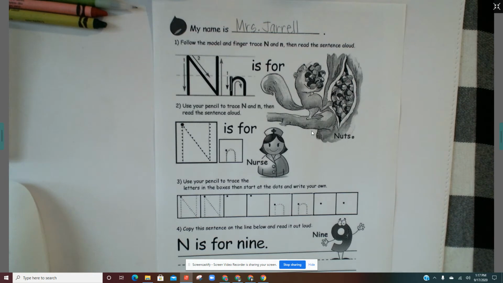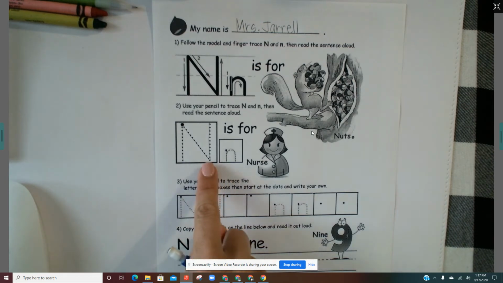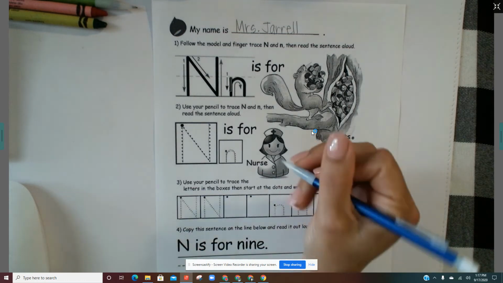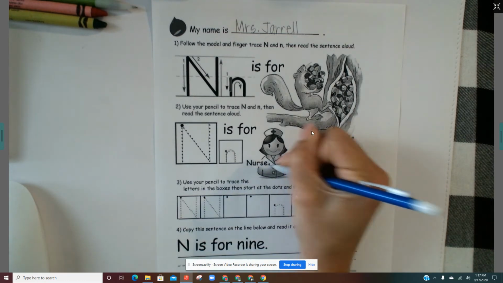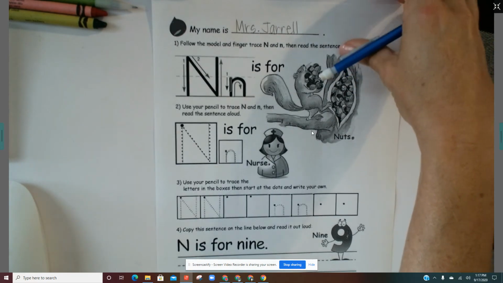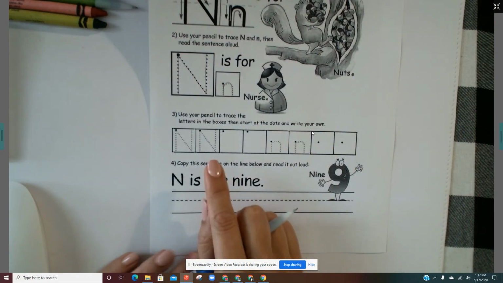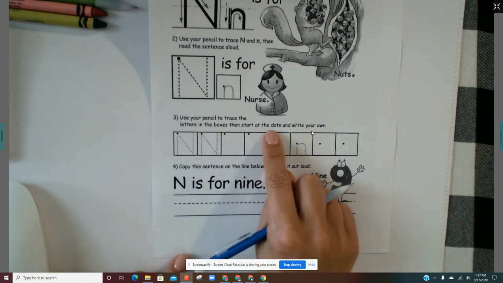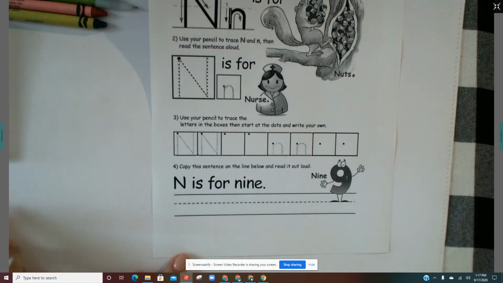Now let's read our sentence. It says, N is for nurse. Yes, the word nurse begins with the sound N. And I'm going to add a period again, just because I want to. Okay, now number 3 says, use your pencil to trace the letters in the boxes and then start at the dots and write your own.